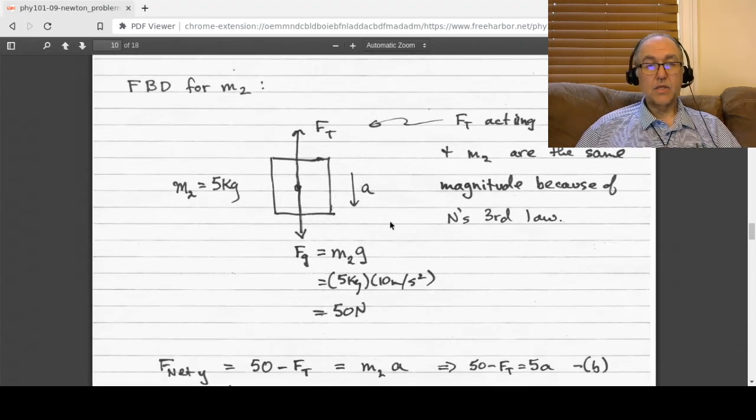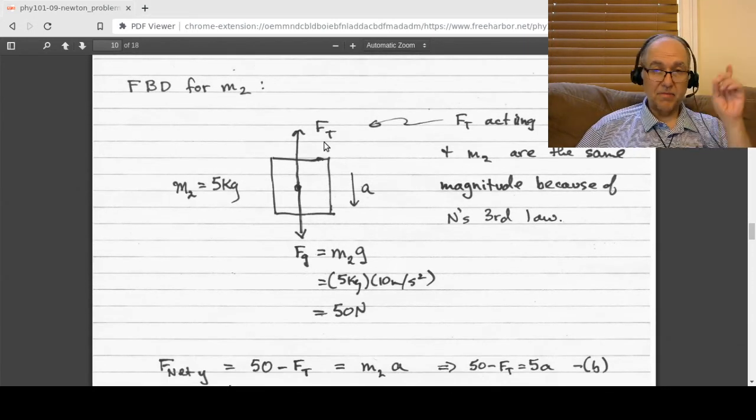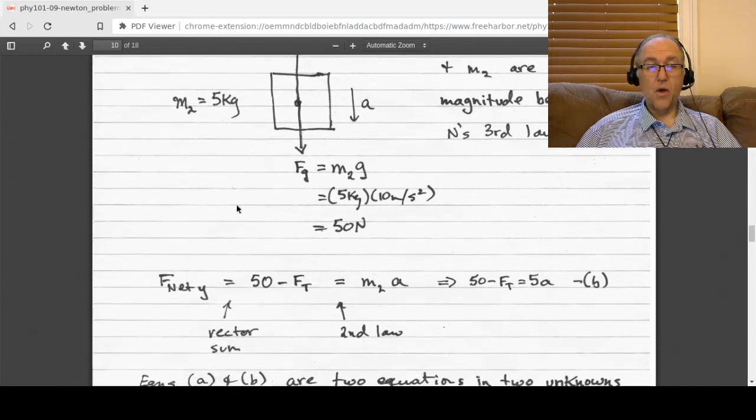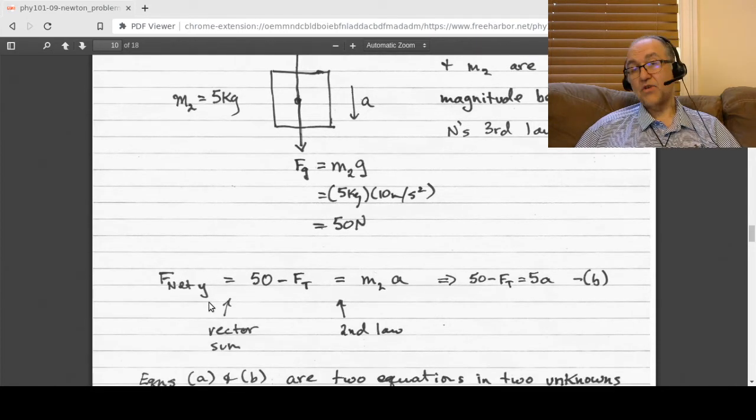All right, so great. We got FT there, the same FT as in the free body diagram for M1. And we've got a force there of 50 newtons. Which one's going to win? Well, it's accelerating down, so the 50 newtons has to be bigger than FT. So now we're going to write the net force in the y direction, because this is vertical. The net force is going to be the 50 newtons minus the tension, which is competing with the 50 newtons, but the 50 newtons is winning. So you've got 50 newtons minus FT, the tension force. That's just the vector sum of it.